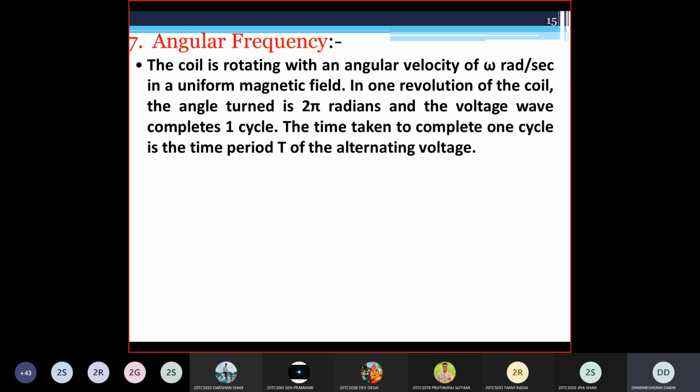So the time period t taken by the alternating quantity to complete one cycle, expressed in terms of degrees, is called the angular frequency. Generally we write the equation of angular frequency omega as 2 pi into f, or you can write 2 pi divided by t, because f is inversely proportional to t. If you know the value of t, you can use 2 pi by t. If you know the frequency, you can use 2 pi into f, to find out the angular velocity or angular frequency of the alternating quantity. Clear?